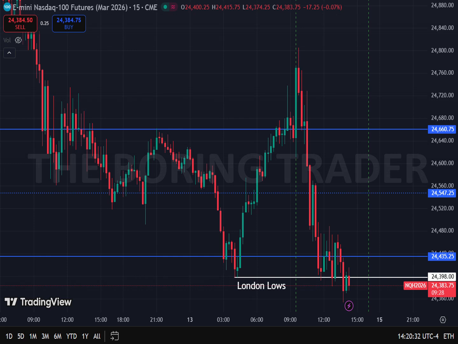Moving to Friday, going into the session, the main level to watch was the London lows. But when the market actually opened, it opened around the 24,640 area, which is kind of a neutral and awkward place on the chart. At the start of the session, I really didn't have a strong bias.